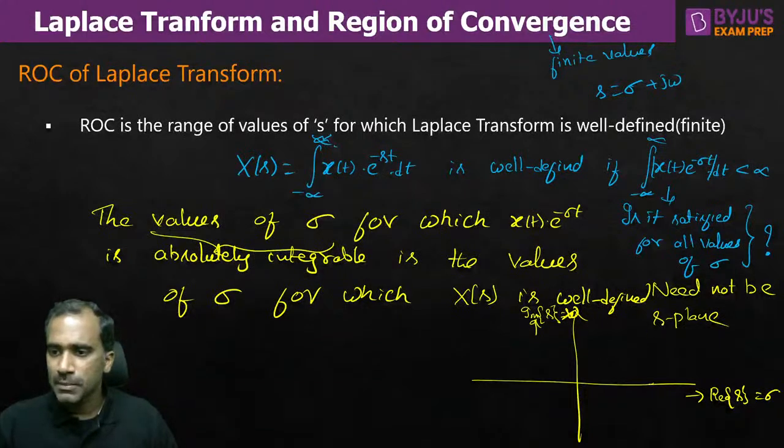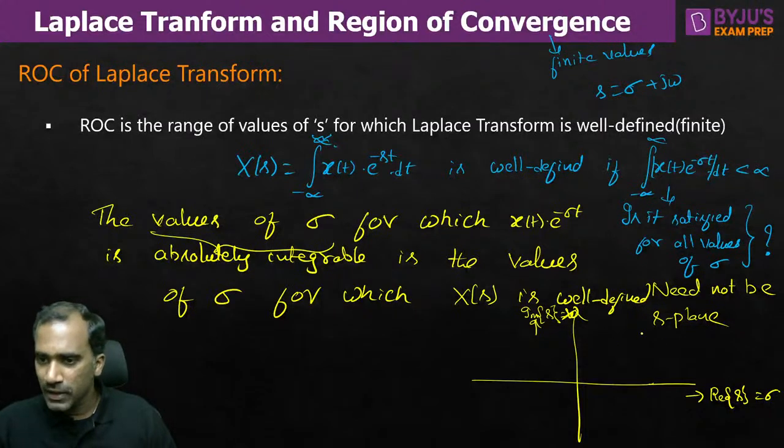S represents a particular point. In that point, S has sigma plus j omega, it has a real part and an imaginary part. So for different values of S, the Laplace transform might be well defined or may not be defined, right? So different points in this plane represent different values of S. Okay. So we are talking about different values of sigma. The values of sigma for which the Laplace transform is well defined, if you plot them in this graph, they represent different points on the plane.